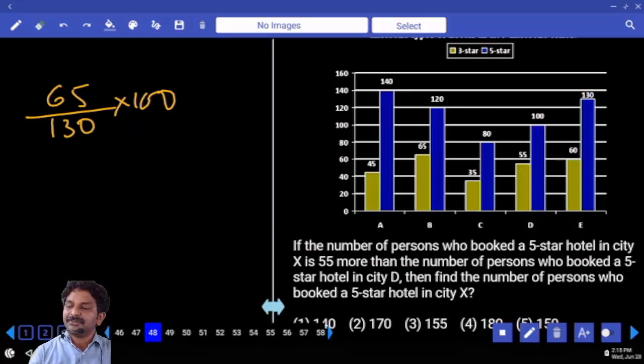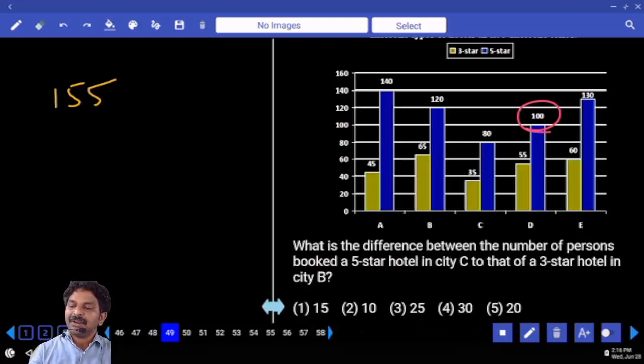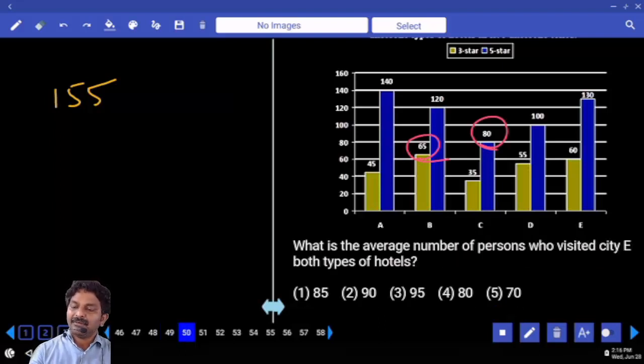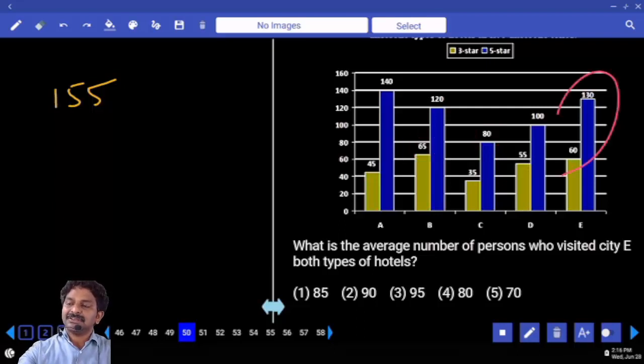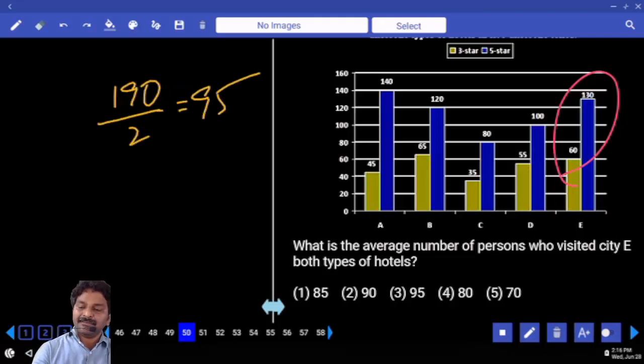If the number of persons who booked 5-star hotel in city X is 55 more than number of persons who booked 5-star hotel in city D. 5 star in city D, 100. 55 more, 155. And that's the question. What is the difference between number of persons booked 5 star in hotel C and to that 3 star in hotel B? Difference between 80 and 65. What is the average number of persons who visited city E, both types of hotels? Both together, sum is equal to average by 2, 95.